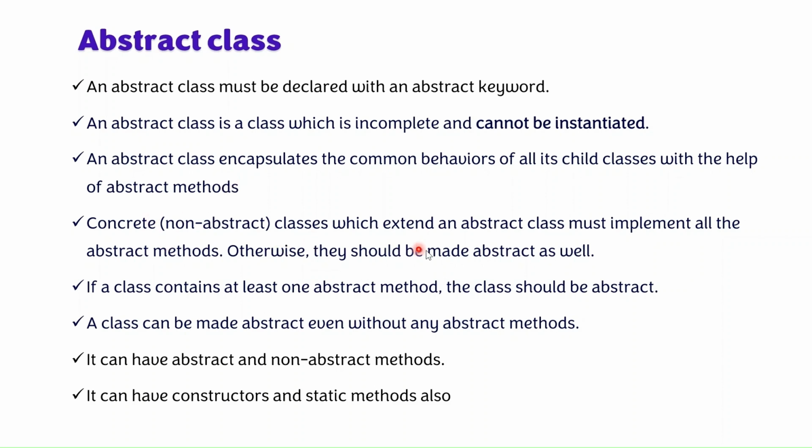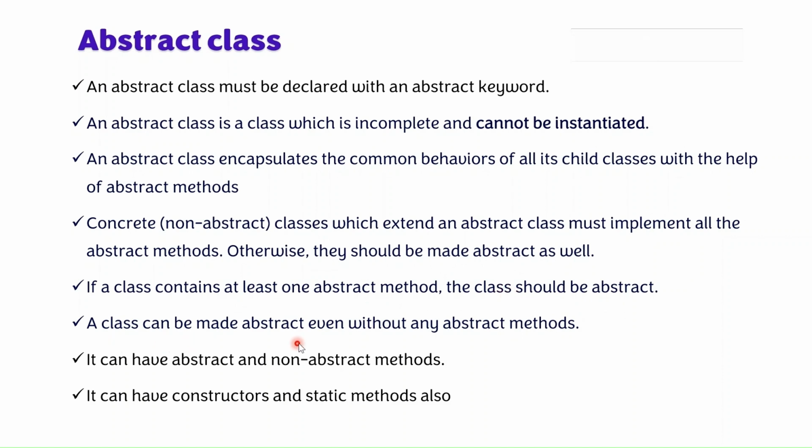Concrete classes which extend an abstract class must implement all abstract methods. Otherwise, they should be made abstract as well. If a class contains at least one abstract method, the class should be abstract. If the class has an abstract method, that class must be declared as abstract.